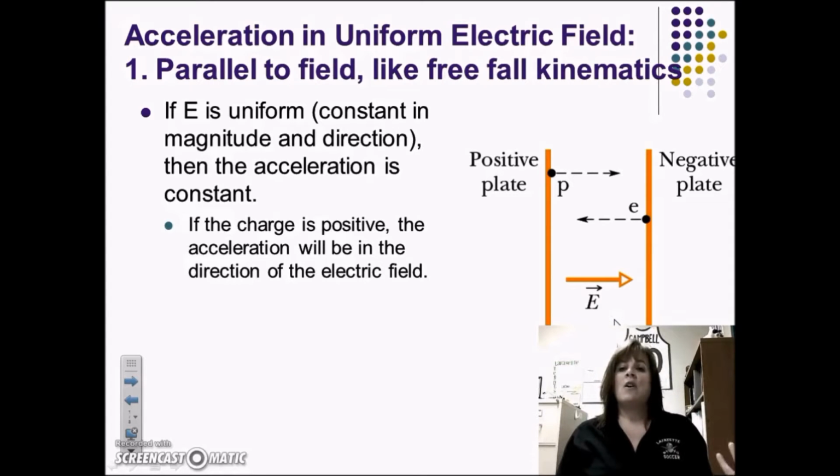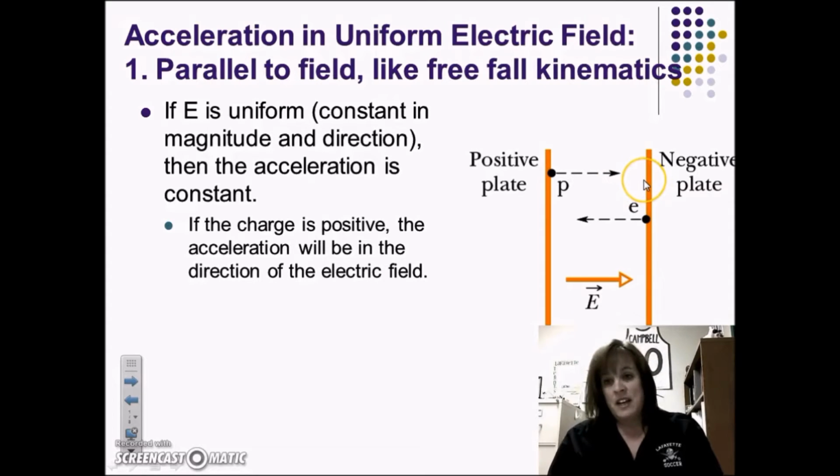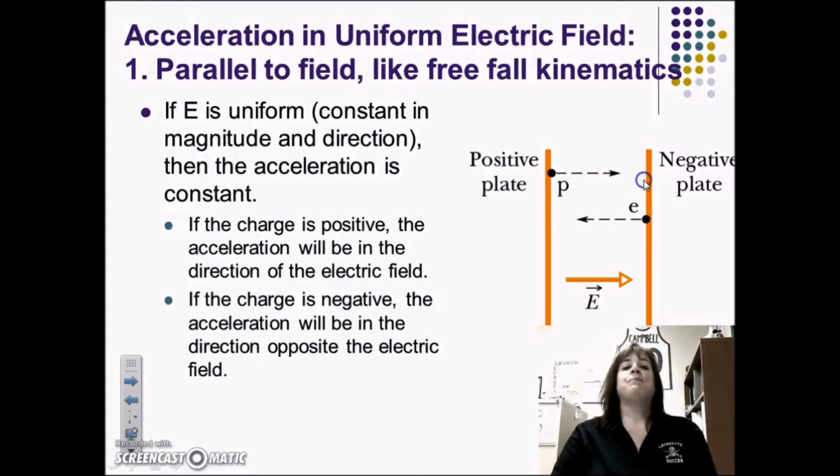And so now, a couple things about direction. If the charge is positive, the acceleration is going to be in the direction of the electric field. Remember, electric field lines were set based off the motion of a positive charge. So if the electric field points from the positive plate to the negative plate, a positive charge we put in here is going to move toward the negative plate. Unless it's already at the negative plate, in which case it's not going to move.